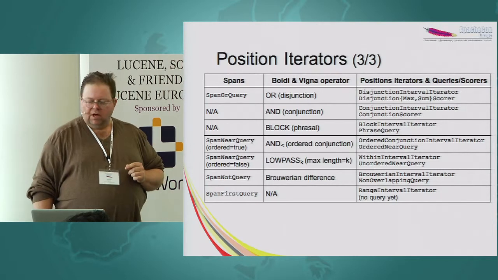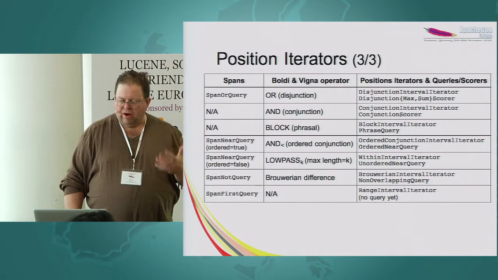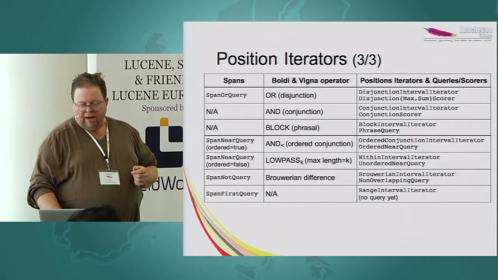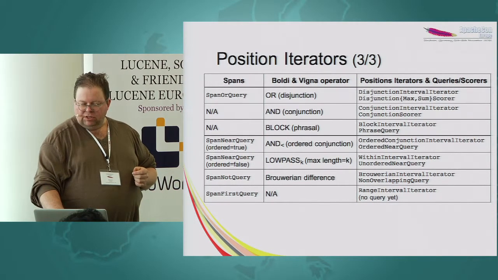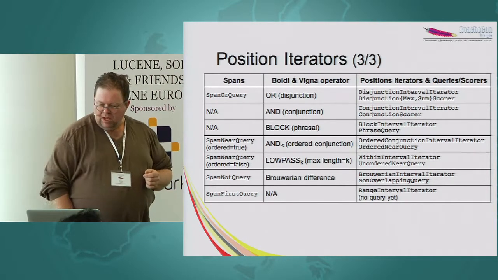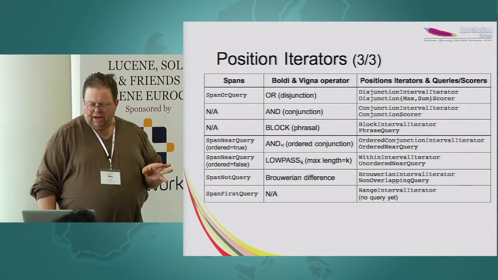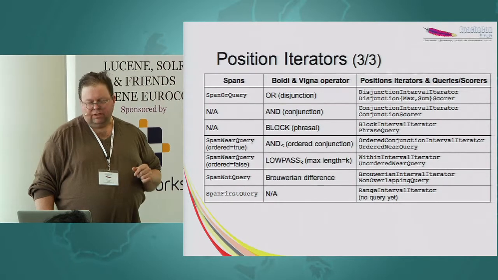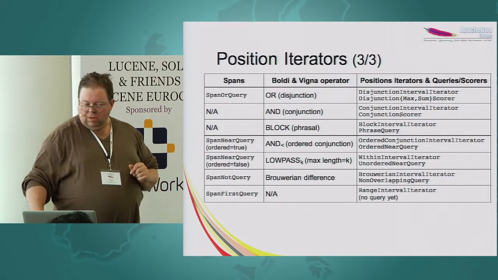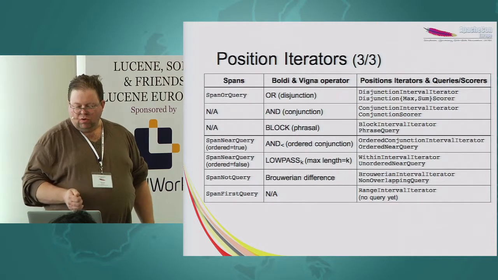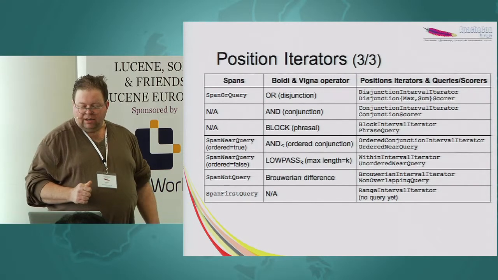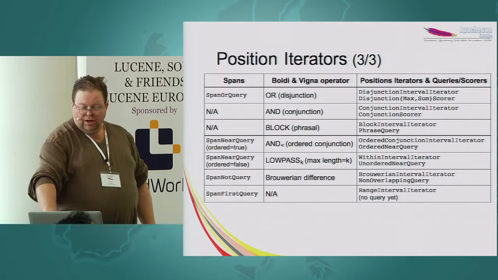In the middle there, I have the authors of the paper describing these algorithms, the name for the operator that's being implemented by these queries. So span or query uses the disjunction interval iterator and is used by disjunction max and disjunction sum scorers. I don't think that there are any span queries corresponding to, or at least I couldn't find any, for conjunction and phrasal operators, the block operator. But conjunction interval iterator and conjunction scorer are used with the AND operator, and the block operator for phrasal is, not unexpectedly, block interval iterator and phrase query.